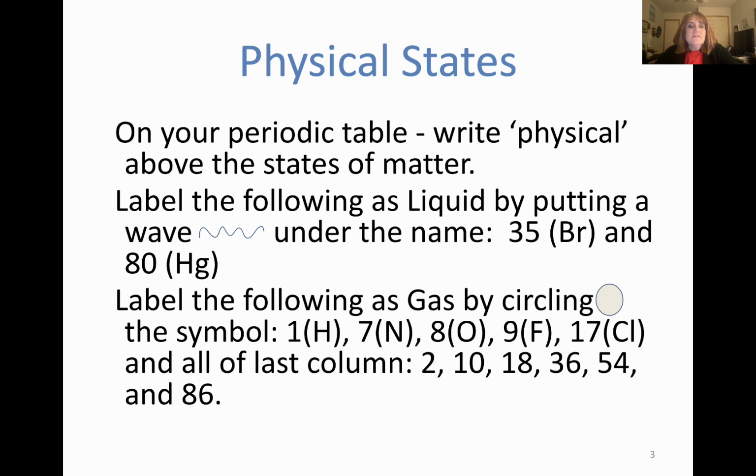Then you have several elements that are actually gas at room temperature. Those are hydrogen, nitrogen, oxygen, fluorine, and chlorine, and all of the last column, that is elements 2, 10, 18, 36, 54, and 86. You need to circle the symbol so that you know that it's a gas and put a circle in the gas box on your periodic table.